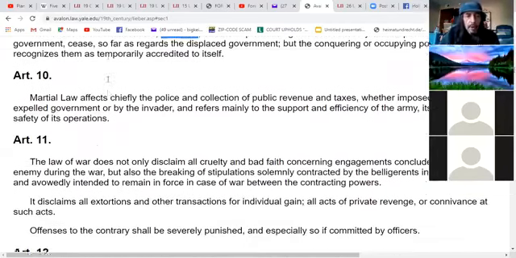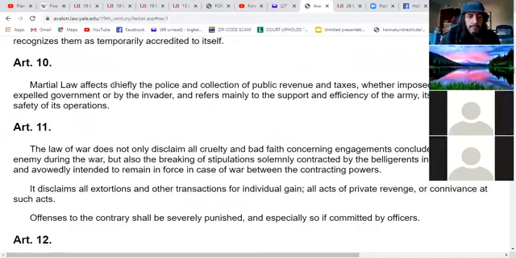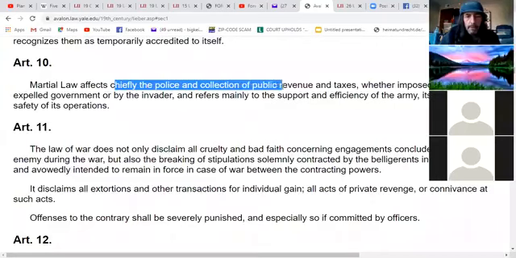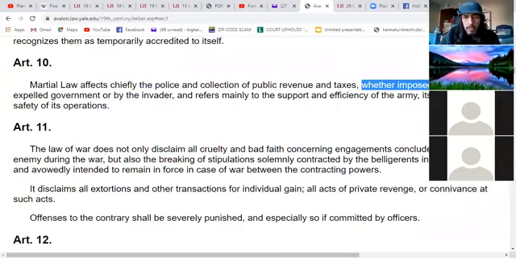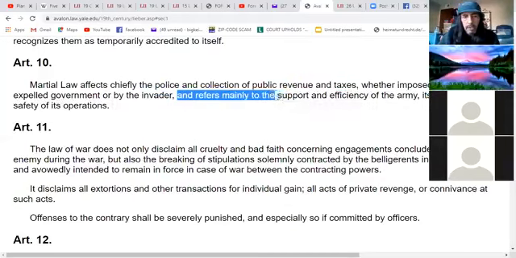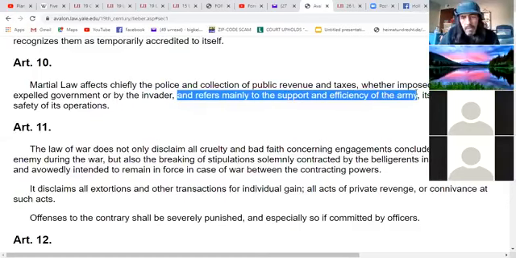Article 10, martial law affects chiefly the police and collection of public revenue and taxes, whether imposed, deposed, disposed, dispositioned, displaced, deposited. Again, we have a synonymous term here, people. By the expelled government or by the invader, and refers mainly to the support and efficiency of the army.